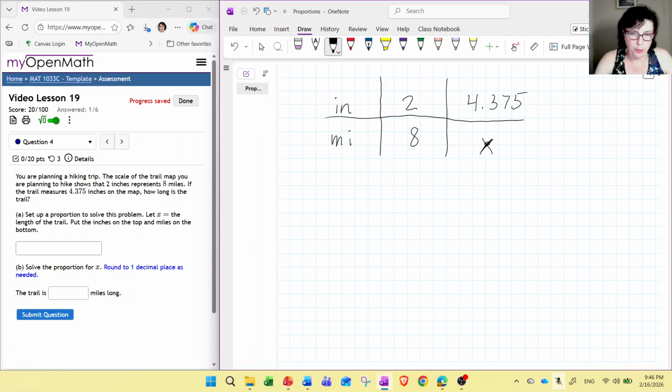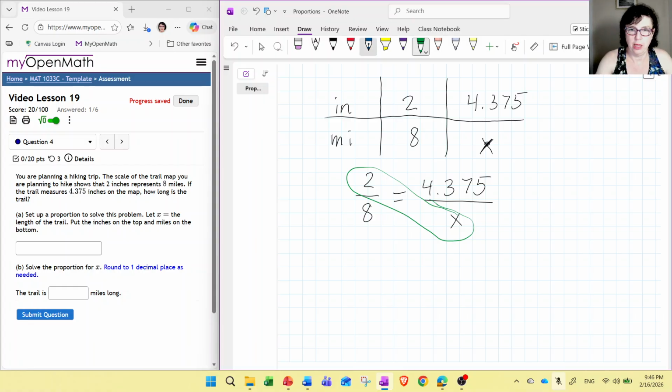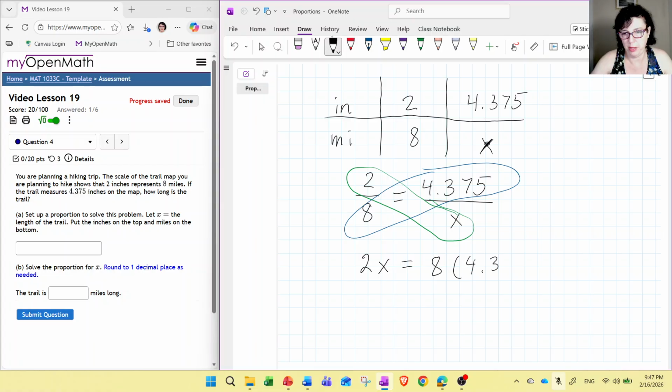Now, when you set up the proportion, it's a piece of cake if you do this using tables. So 2 divided by 8 equals 4.375 divided by X. Now, how do you solve something like this? Well, you cross multiply. So you multiply like this, and then you multiply like that, and set them equal to each other. And you get 2x equals 8 times 4.375. And the last step would be to divide both sides by 2, and that'll give you your answer.